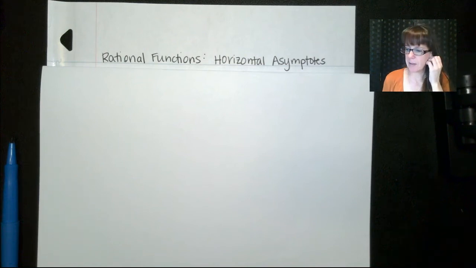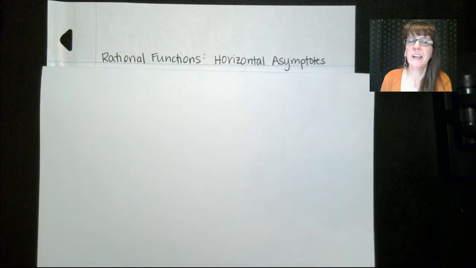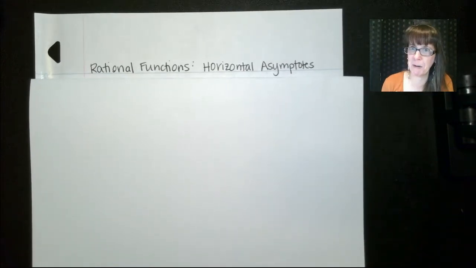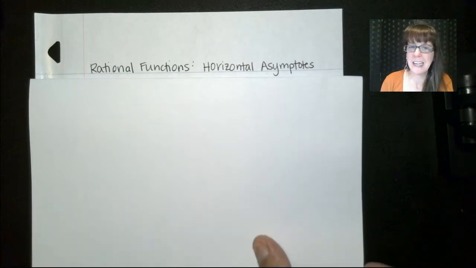Friends, welcome back. Today we're talking about graphing rational functions. In the previous video, you learned how to find the vertical asymptotes of a function, and today we're going to talk about finding the horizontal asymptotes.